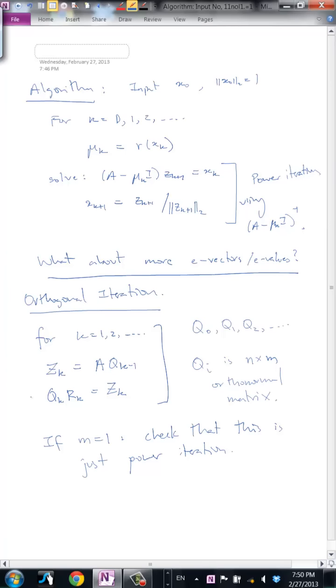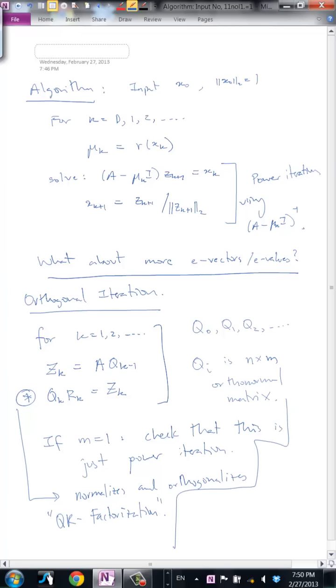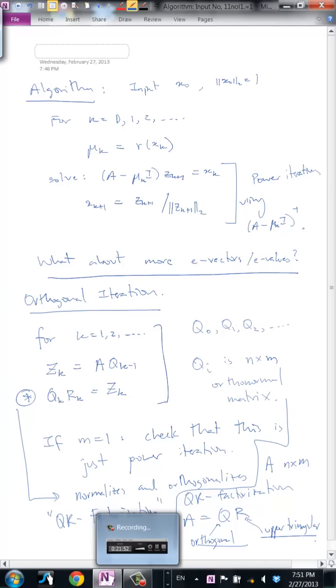The key step that we need is what corresponds to normalizing and orthogonalizing, and that is this. This step normalizes and orthogonalizes, and it's called a QR factorization. For a general matrix A, not necessarily square, n by m, the QR factorization is writing A as a product of an orthogonal matrix and an upper triangular matrix. And that is the power method and a few of its natural extensions.